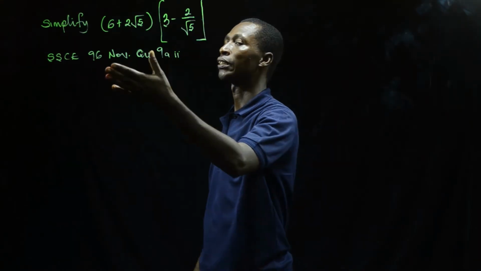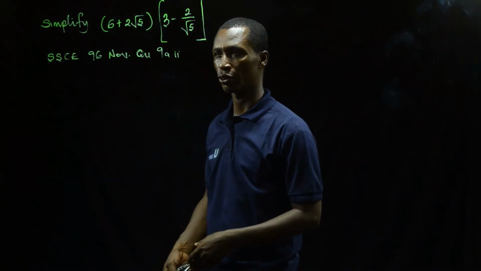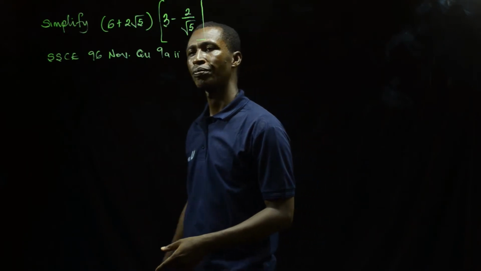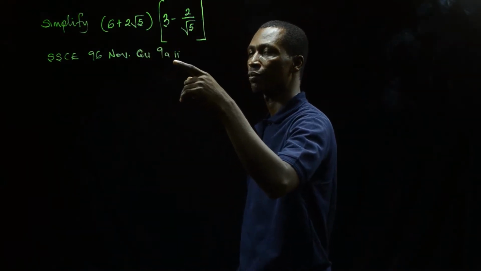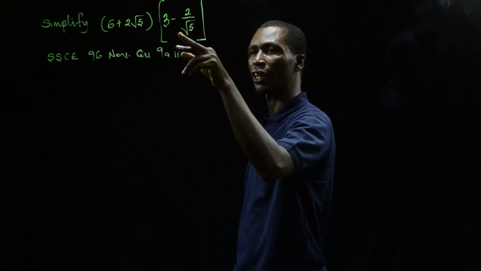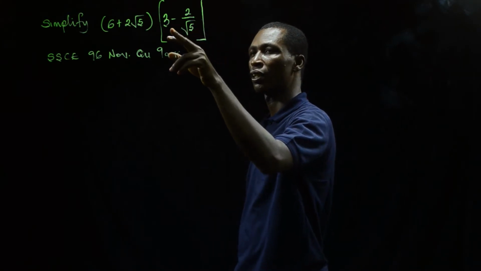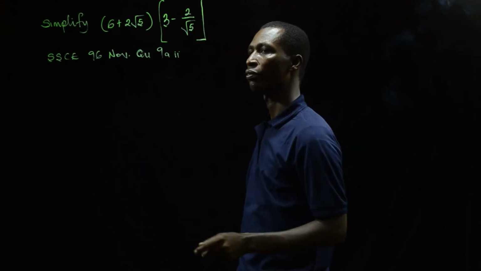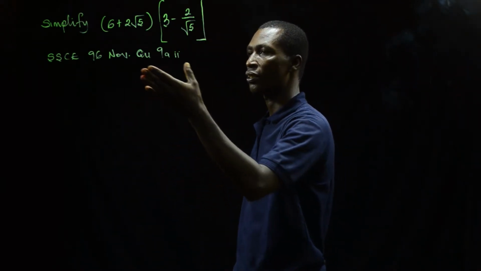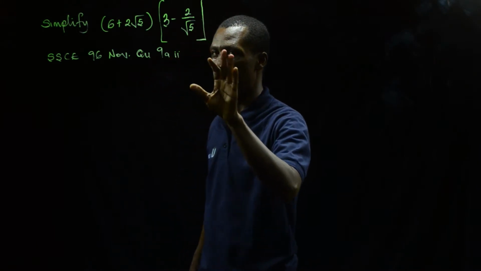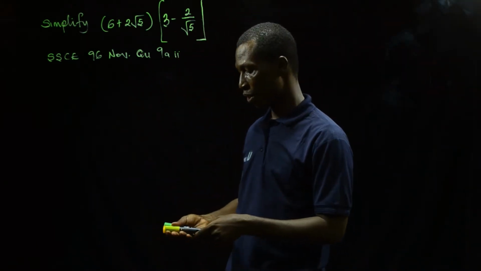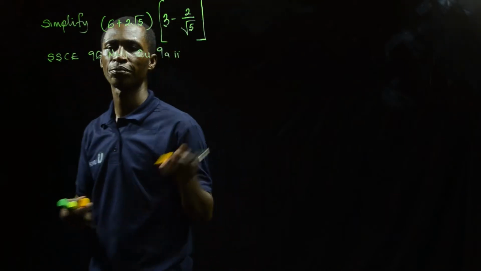Look at the 1996 question. This question is very old. The question reads: simplify (6 plus 2 over root 5) in a bracket, times another larger bracket, (3 minus 2 over root 5). It's the SSCE 96 November question 9AII. So let's see how we take this question. Solution.